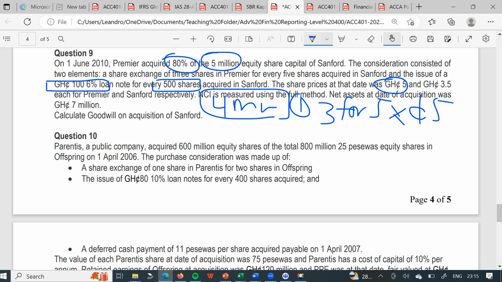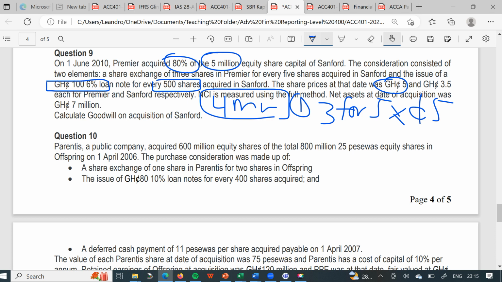So just straight away, your purchase consideration will be made up of: 4 million shares acquired divided by 5, the 5 that we take from the subsidiary Sanford, and multiply by 3 that will be issued by Premier. Then that will give you the number of shares issued. 4 million divided by 5 times 3 gives you the number of shares. And then you multiply by the price and you get the value of the shares.